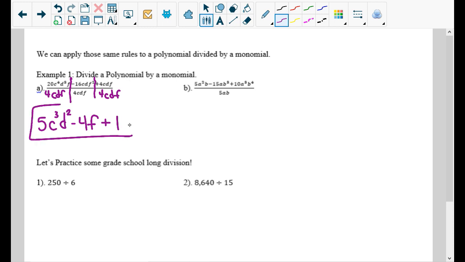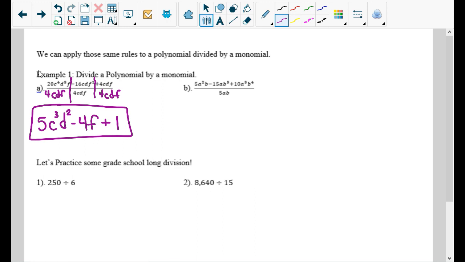So however many terms I have in the top, that's how many terms I'm going to have in the bottom when I'm divided by that monomial. So 3 terms in the top, divided by a monomial, 3 terms in my answer. So same thing here, let's take a look at letter B. Again, if you want to rewrite it, you can. You don't necessarily have to rewrite it. If you just remember, each term gets divided by 5ab.